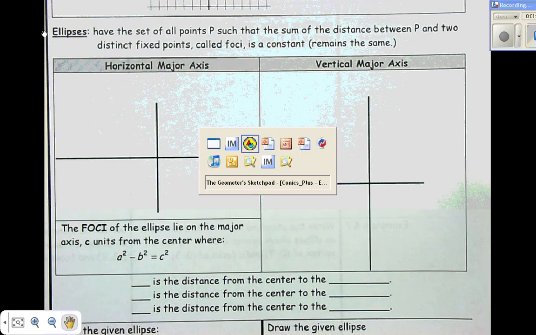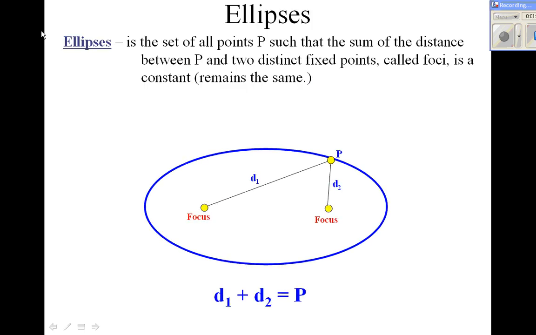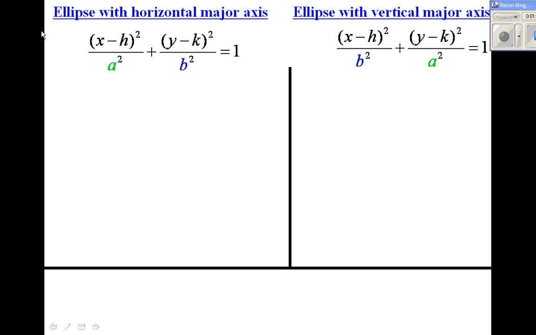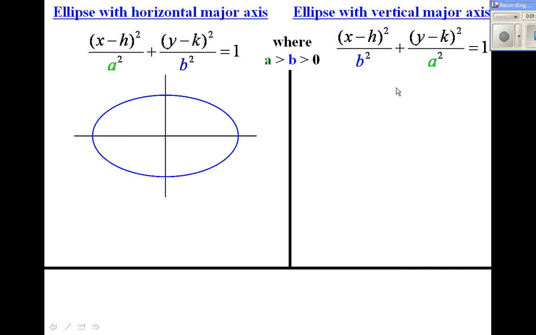Now, for an ellipse, we have two equations. Notice that they look very similar, and they're actually the same. We know that the A value is going to be bigger than B. Sometimes the A value will be here, sometimes it will be on the second one. We have vertices, a vertex and a vertex, a covertex and a covertex, and we also have a focus and a focus, or two foci.